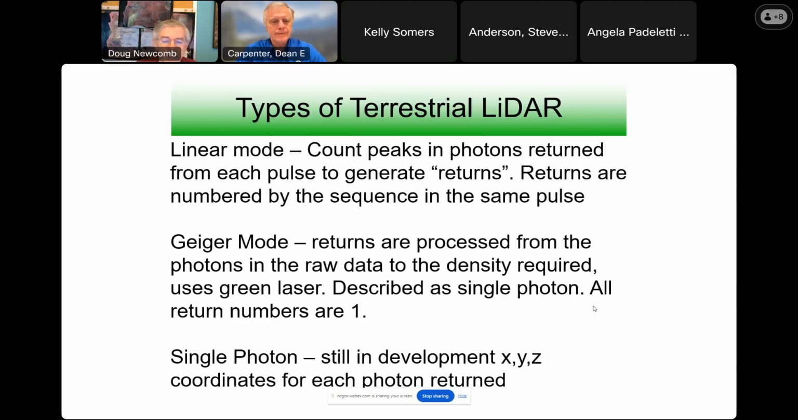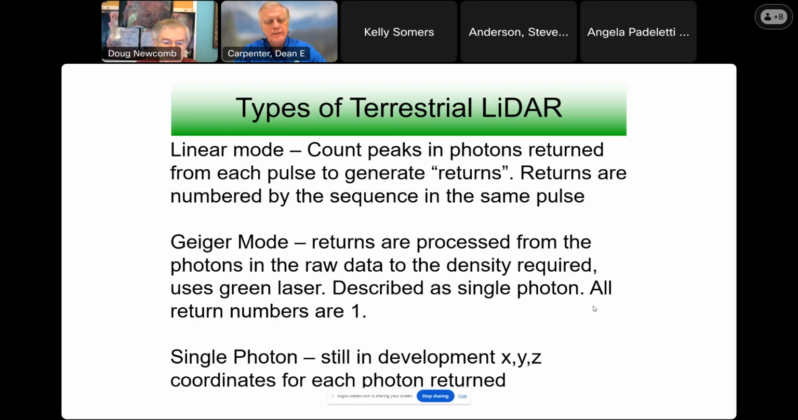The linear mode, you send out a pulse and you get peaks of the photons that return to your detector, and you call those the point returns, and you number them in sequence so you can have up to 5 or 6 returns from a single pulse in linear mode. Geiger mode, it counts the raw photons in the data and it gives you the density.